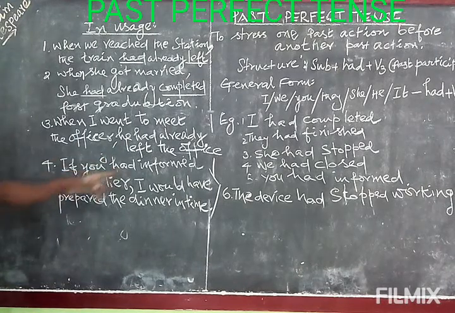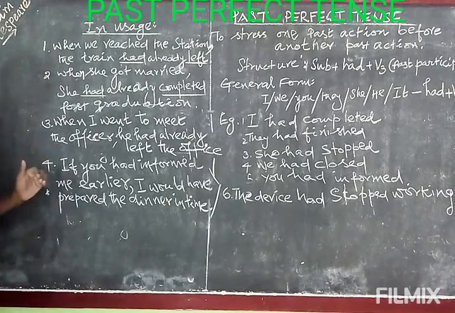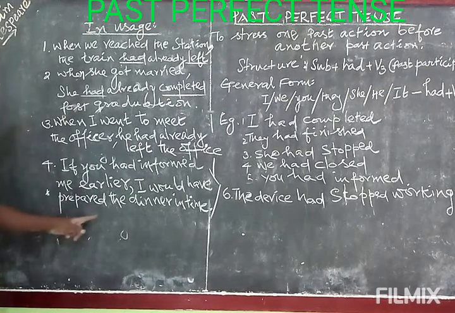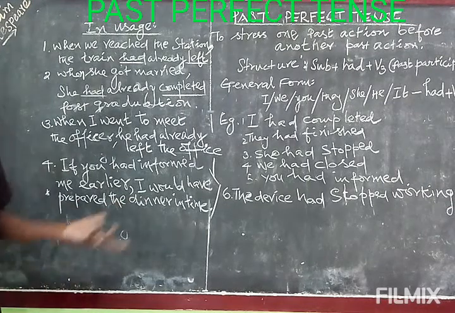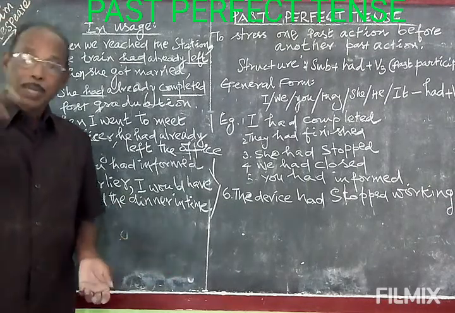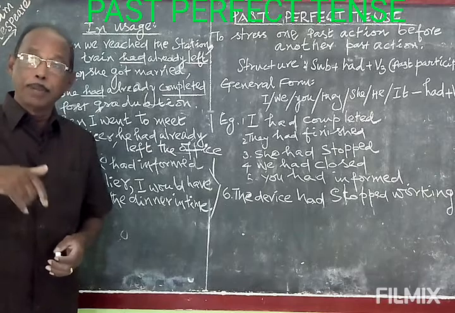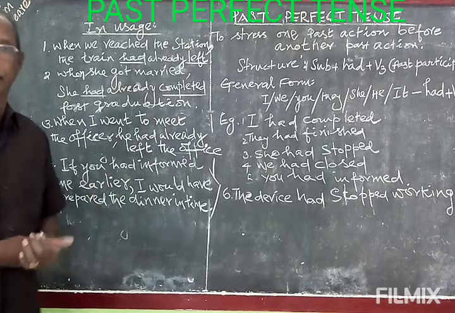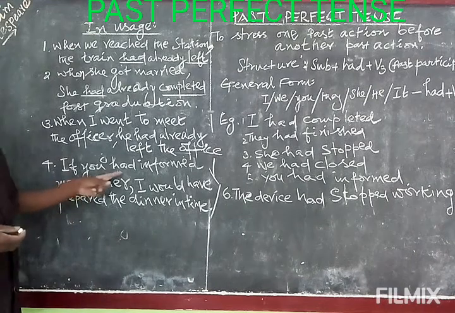If you had informed me, this is another usage. This is very, very useful for us in our day-to-day life to make references. If you had informed me earlier, I would have prepared the dinner in time. You have not informed me, so I didn't prepare the dinner. If you had already informed me, I would have posted the letter yesterday itself. I didn't post the letter because you didn't inform me. So in such situations also, we use past perfect tense.